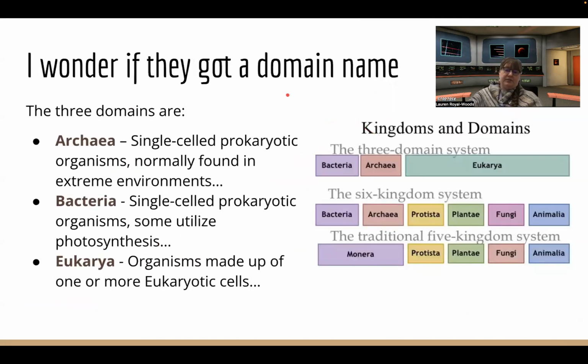So let's go ahead to the three domains. Archaea, these are single-celled prokaryotic organisms. They're normally found in extreme environments. We're going to talk about them quite a bit in one of our sections. They really do survive in the strangest places. Usually you find them around thermal vents. We found some remnants of them on asteroids, for gosh sakes.